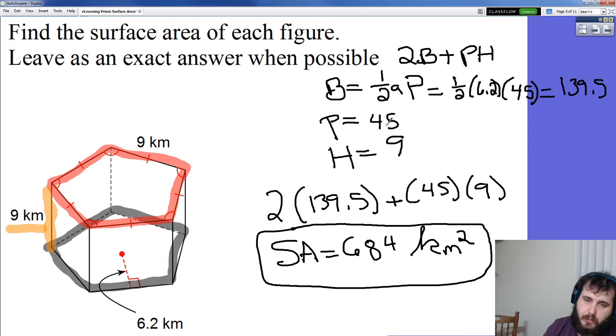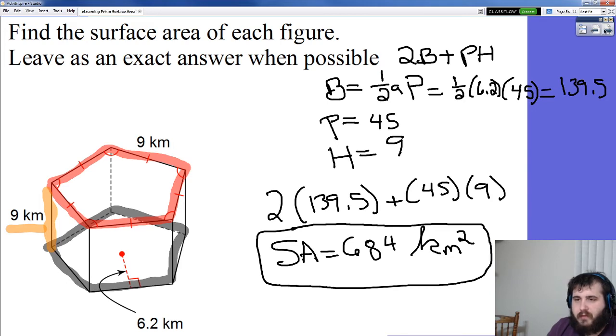Step 2, find your perimeter. And I'll be honest with you, usually you find the perimeter as part of finding the area of the base about half the time. So maybe find the perimeter, it's up to you. You do you on this one, but find the base area, find the perimeter of the base, find the height of the prism, and then you're good to go.